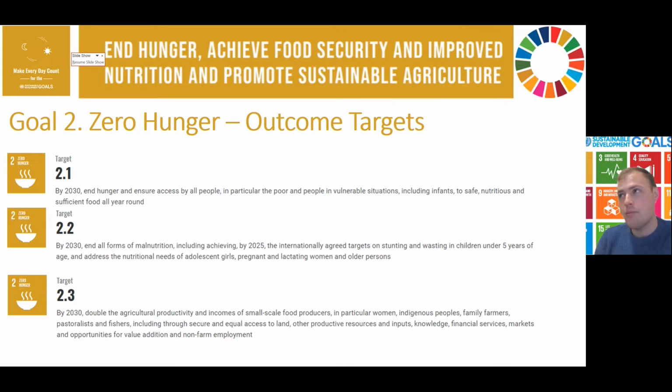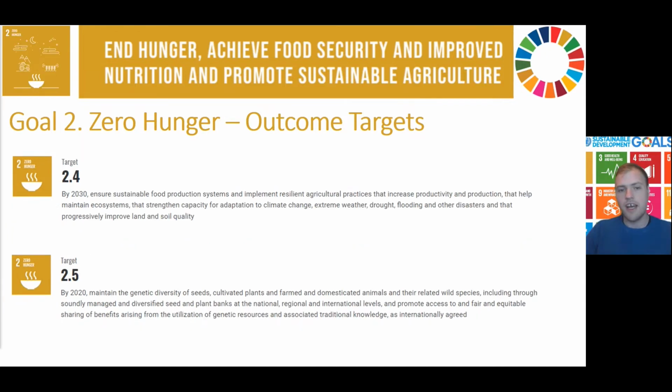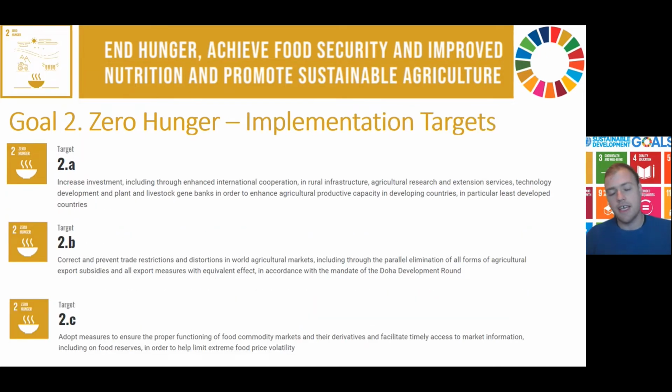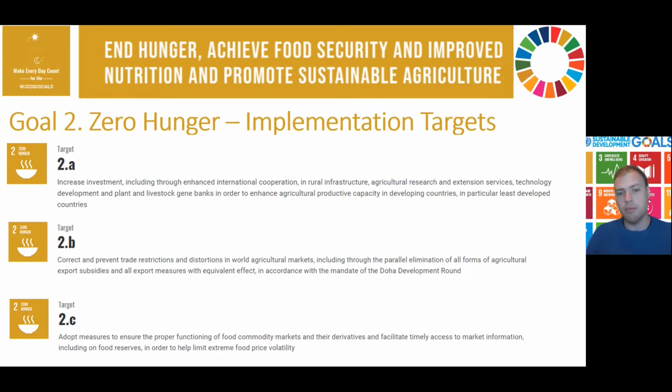So it's identifying particular areas that this goal needs to target. So that's our outcome target. The next set of targets are our implementation targets. These are methods we need to implement to reach our goals within the desired time frame. You can see the first set of goals were things we needed to reach, and this set of implementation targets are things that we need to do.